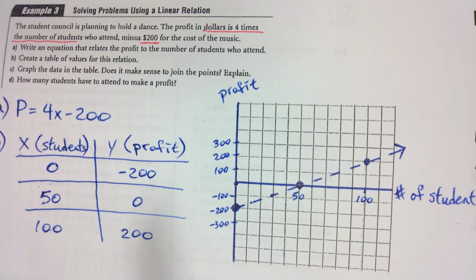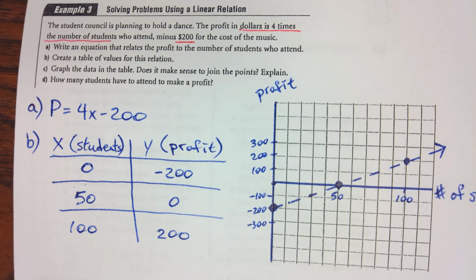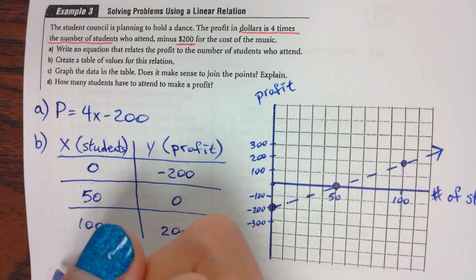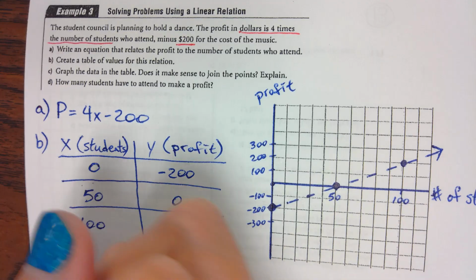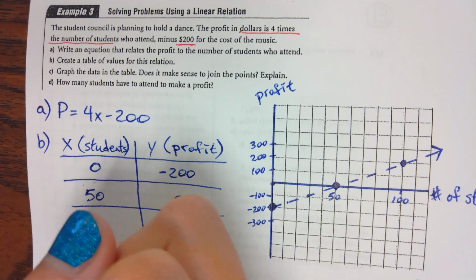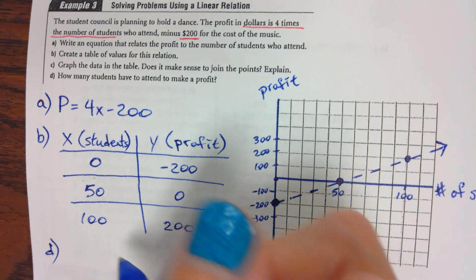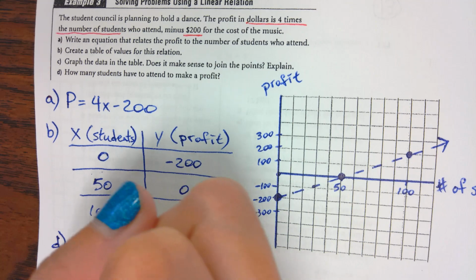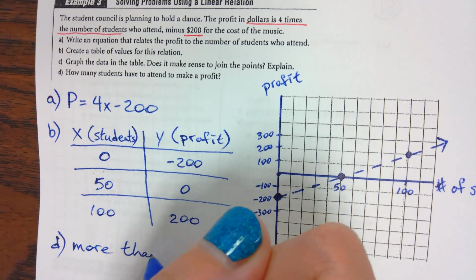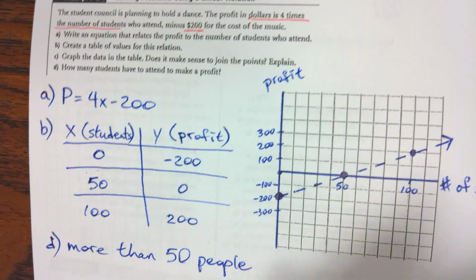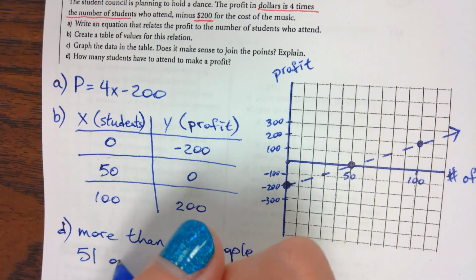Okay. How many students would have to attend to make a profit? So based on my graph, Adrina? Right, good. Okay, so you could either say more than 50 people, or you can say 51 or more people.